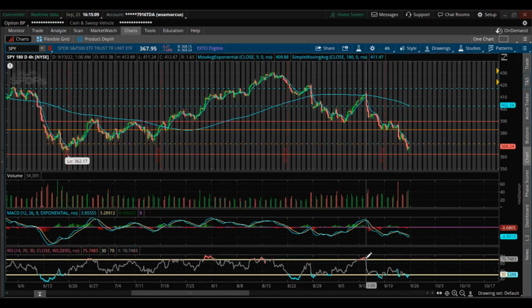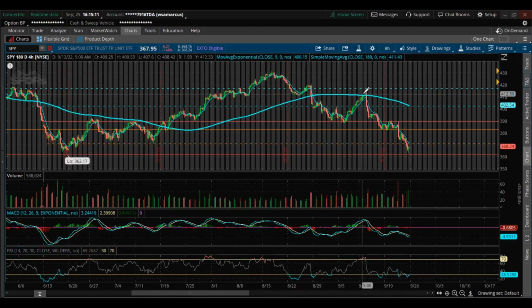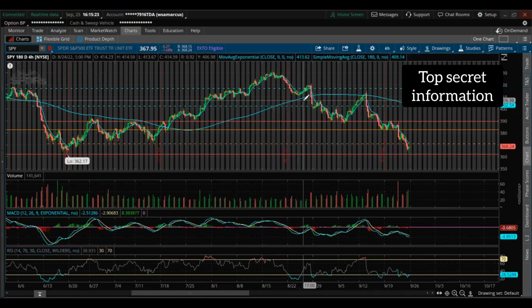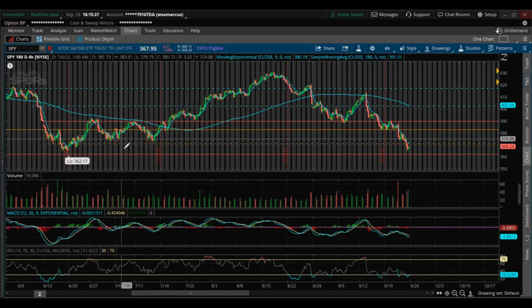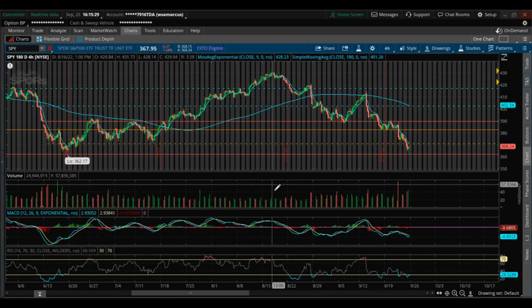And you can see over here, when we're around 70, that means that the stock is more in favor for a possible drop. You see we hit 70 over here around 415 and we had a nice sell-off, right? Hit 70 over here and then we had a nice sell-off from 430. So we hit 70 over here, we had a nice sell-off again. So have an understanding of that RSI.